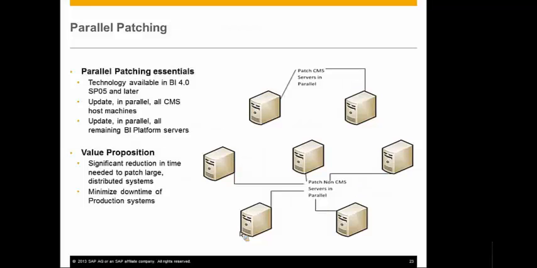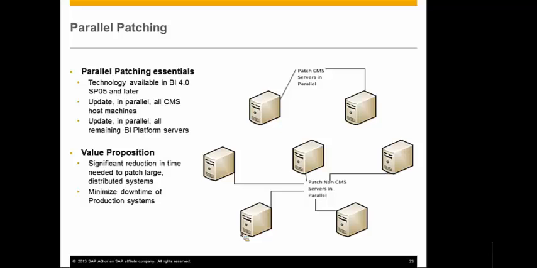So let's talk about the parallel patching, and this should save you a lot of time if you're patching in a multi-node environment. So basically what this allows you to do is update your CMS machines in parallel. So in this case, you still have that 7-server cluster here where you have 2 CMS machines and you have 5 other nodes, 3 being the processing tier and 2 being the web tiers.